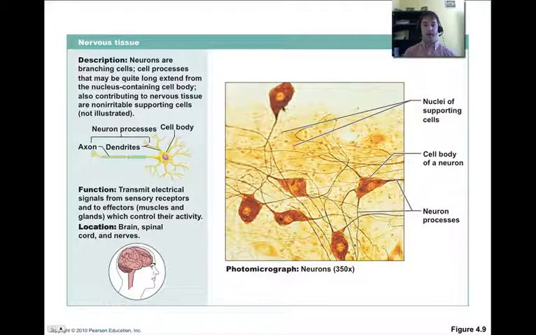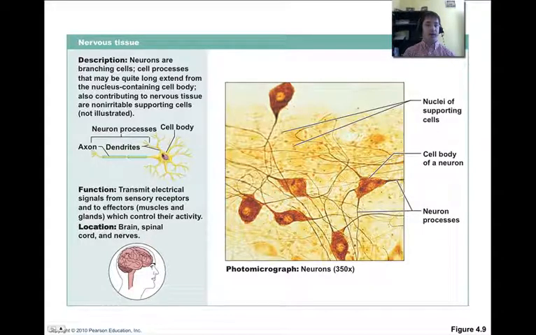So neurons are these branching cells that have long cell processes on them, and they also contain support cells that really aren't in this picture too much, but they function to transmit electrical signals from sensory receptors to effectors, things that they have an effect on, muscles and glands, and they control the activity of those effectors. I bet you can figure out where nervous tissues are found.